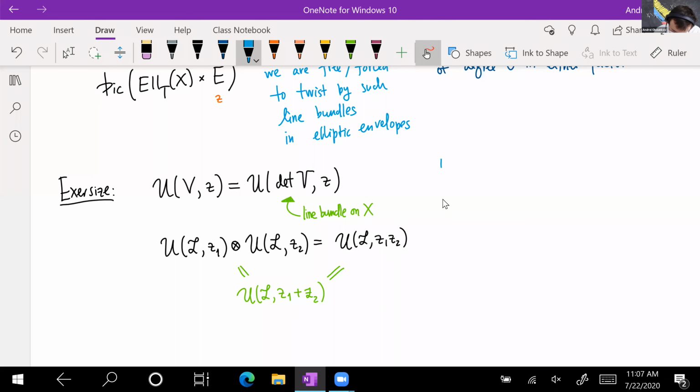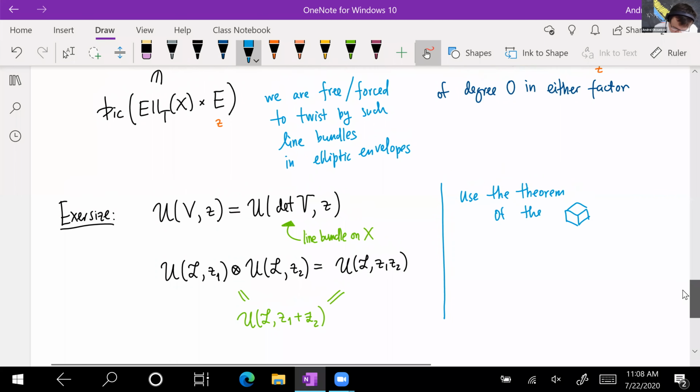And to prove either of them, you can use the theorem of the cube. It's something I'm sure you can find on Wikipedia. The theorem of the cube says that if I have a line bundle on the product of three varieties, and if I restrict to a point times the product of two in three different ways and I get a trivial line bundle, then in fact the whole thing is trivial.